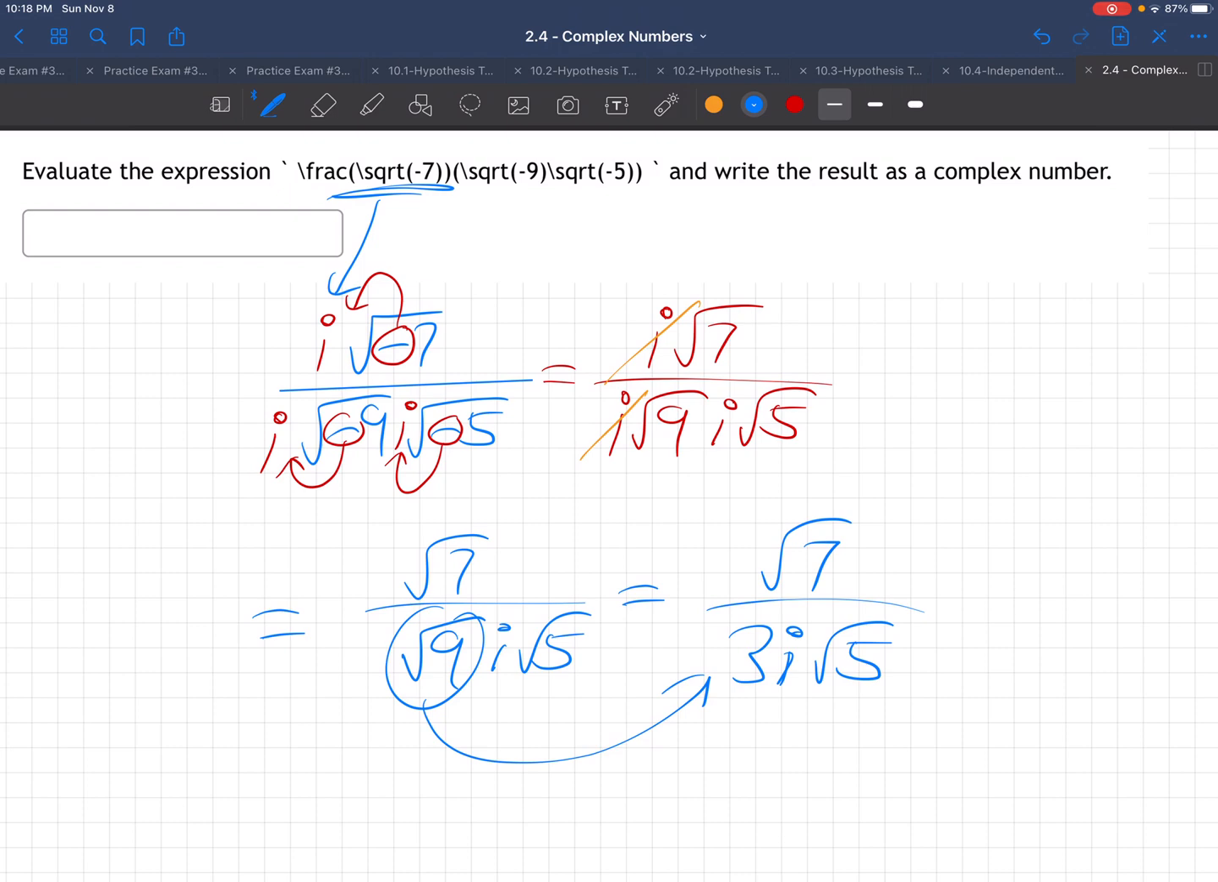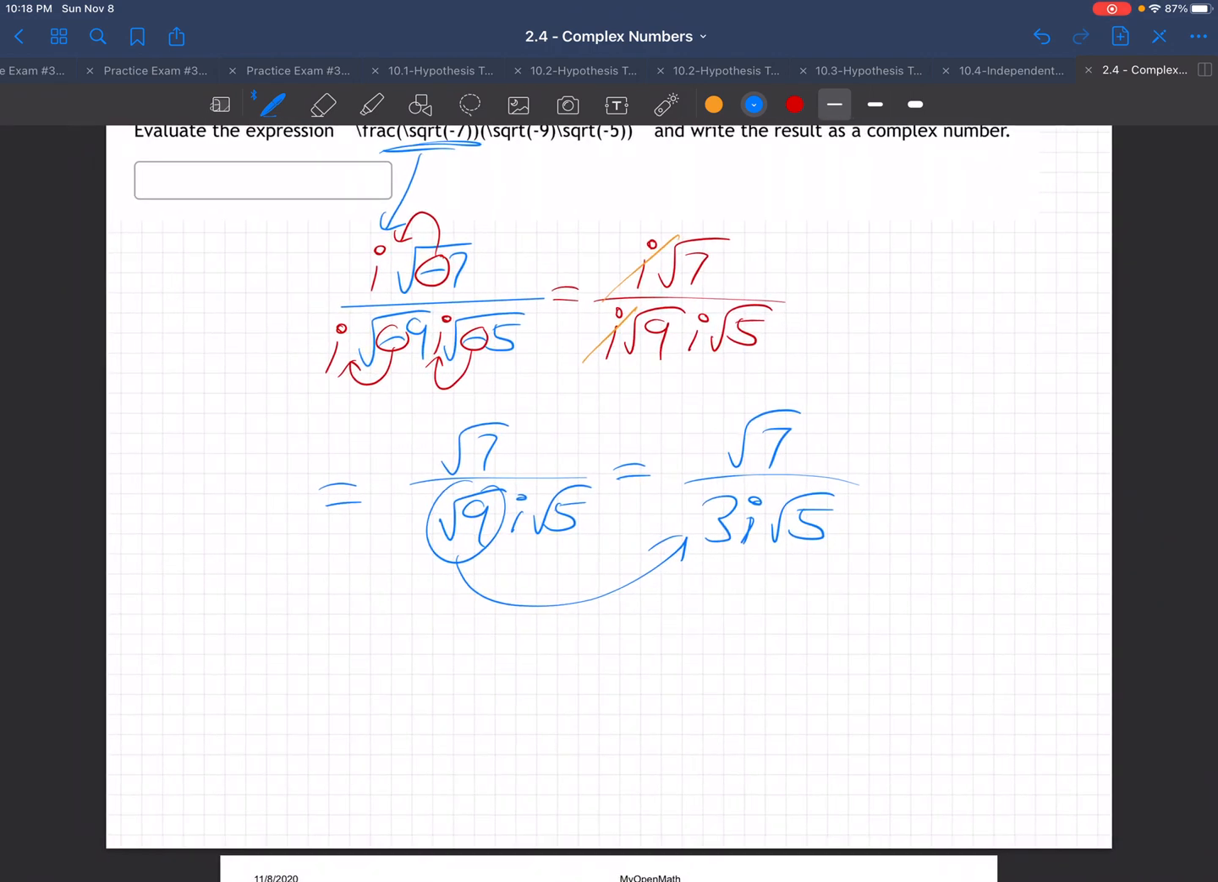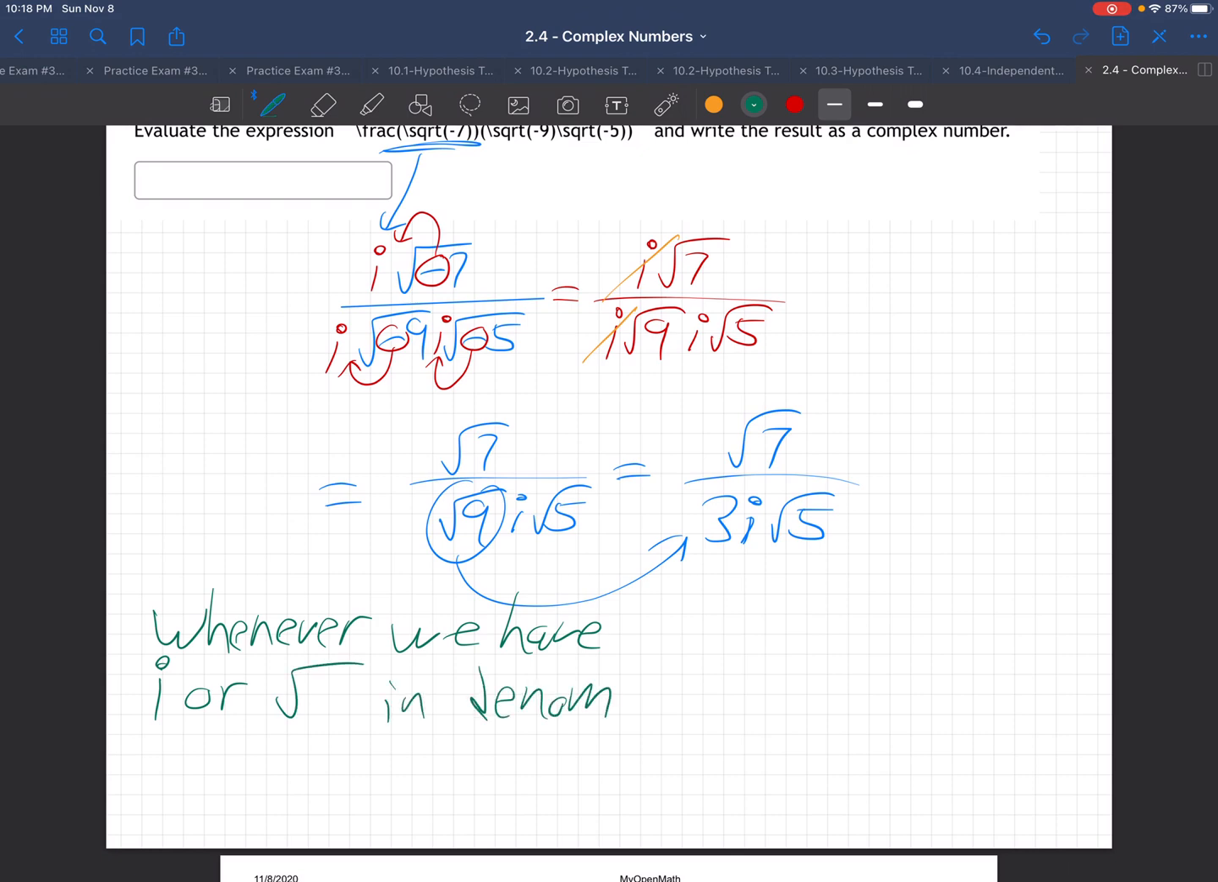Okay, now they don't want us to leave i's or roots in the denominator. Let me write a note about that. Whenever we have i or square root in the denominator multiplied, let me put it a little different, with no adding or subtracting. See how there's no plus signs or minus signs or anything there?